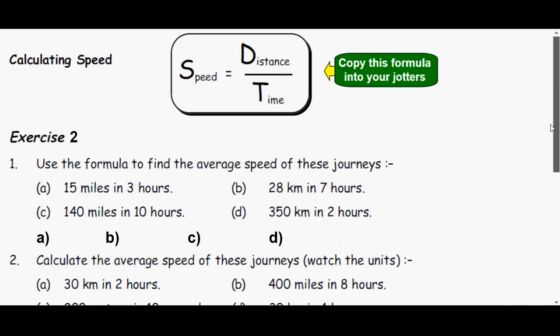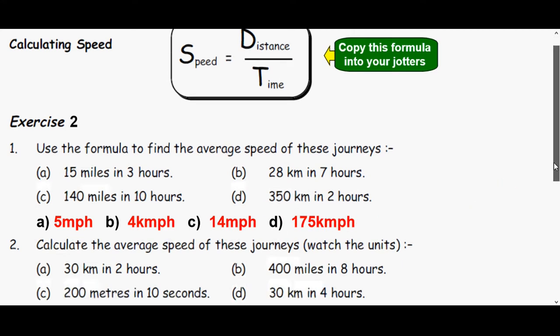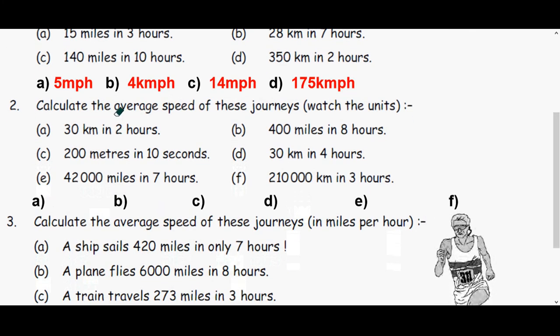Okay, hopefully you paused the video there. We'll now go over the answers to these parts. So, first one, 15 divided by 3, that's going to give you 5 miles per hour. 28 divided by 7, 4 kilometres per hour. 140 divided by 10, that's 14 miles per hour. And 350 divided by 2, that's 175 kilometres per hour. Question 2, it says here, watch the units, so be careful with them. So it's 30 divided by 2, that's 15 kilometres per hour. 400 divided by 8, which is 50. I think 40 divided by 8 is 5. And then 200 divided by 10 is 20 metres per second.